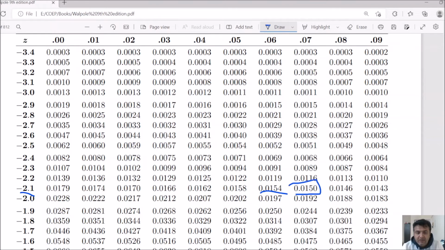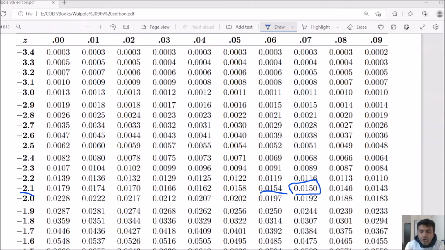So the answer will be 0.0150. So that's the area under the curve. Now what is the question? The question is the probability that x is taking a value greater than or equal to 16. But this is the same as the probability that z is greater than or equal to minus 2.1667. But that is 1 minus the probability of z less than or equal to minus 2.1667.